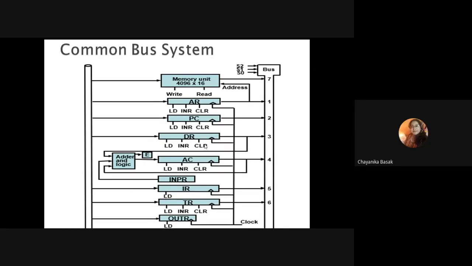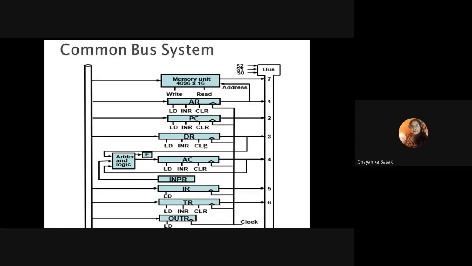Yes or no? Suppose I wanted to transfer some information from the data register to the temporary register. How would it happen? The contents of the data register would be put onto the bus, and from the bus they would be put onto the temporary register. Because they are not directly connected, we are connecting all these registers and the memory unit through the bus. Yes or no?